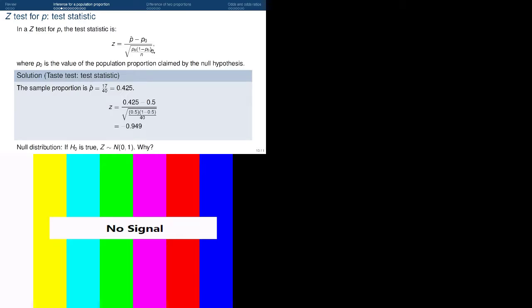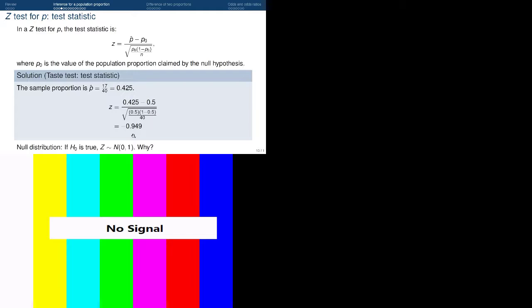All right, so this is exactly like a lot of the test statistics that we've seen. The top is the difference between what we would expect and what we've observed, and then we're dividing by the standard error of that estimate to get a relative size of the difference. All right, so the sample proportion was 17 on 40, which equals 42.5%. So when we plug these numbers into the calculation of the test statistic, we get minus 0.949.